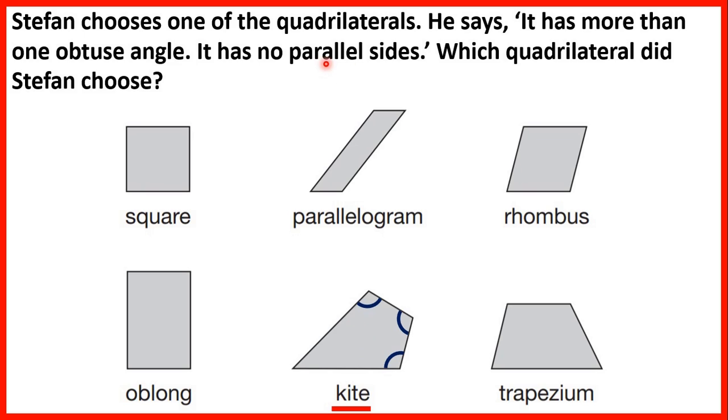Remember, parallel sides are sides or lines that would go on forever without crossing if they were extended. So if we look at the trapezium, though it has more than one obtuse angle, it has a pair of parallel sides, because these lines, if we extended them, would go on forever and never cross. So Stefan must have chosen the kite.